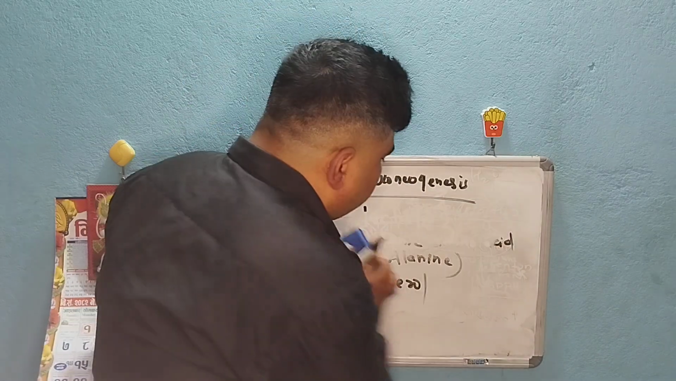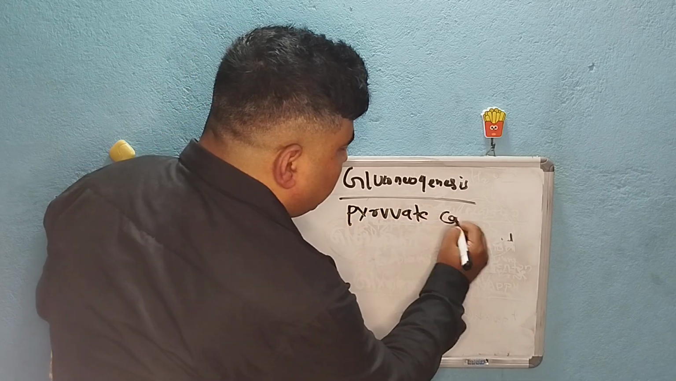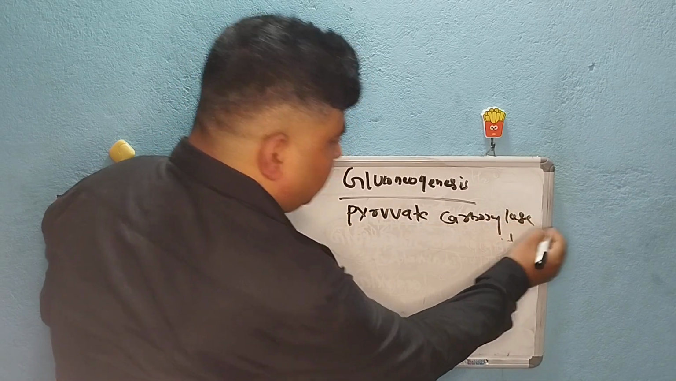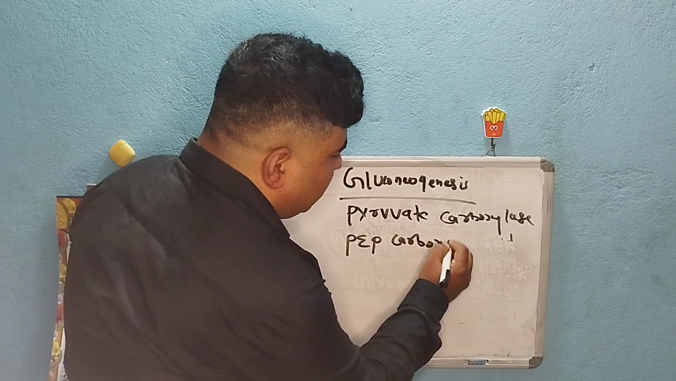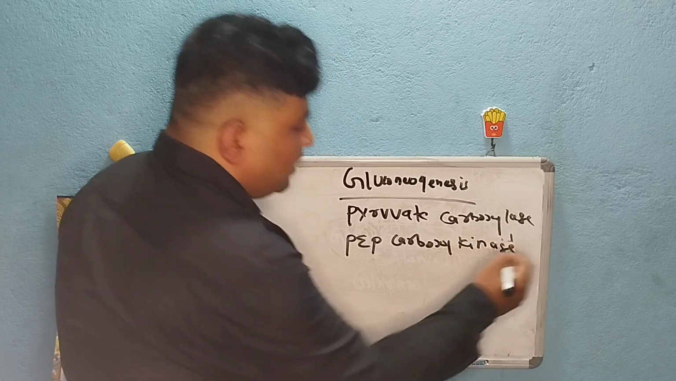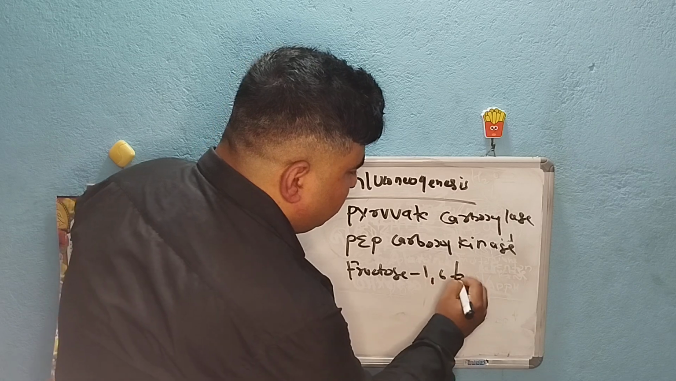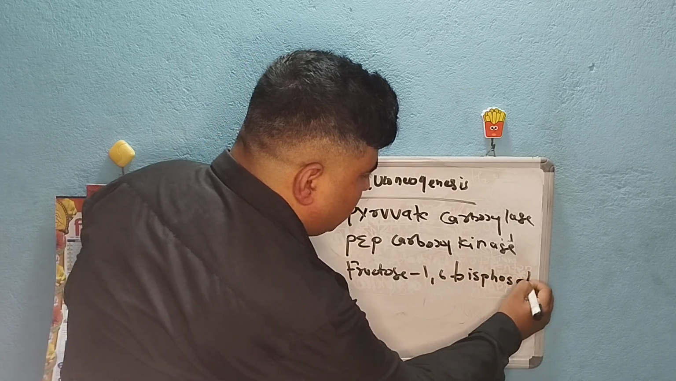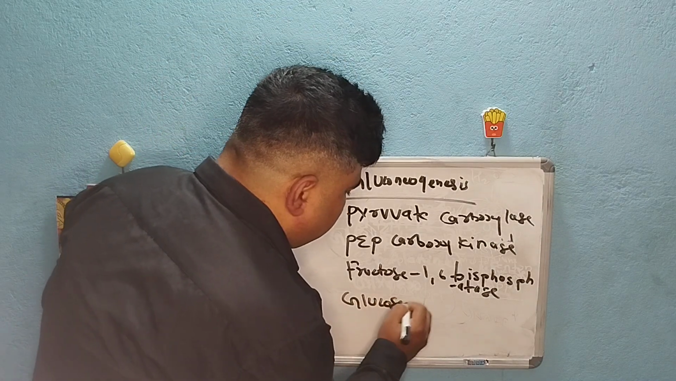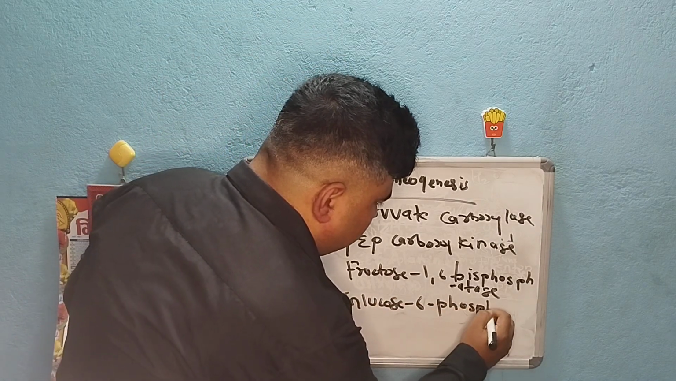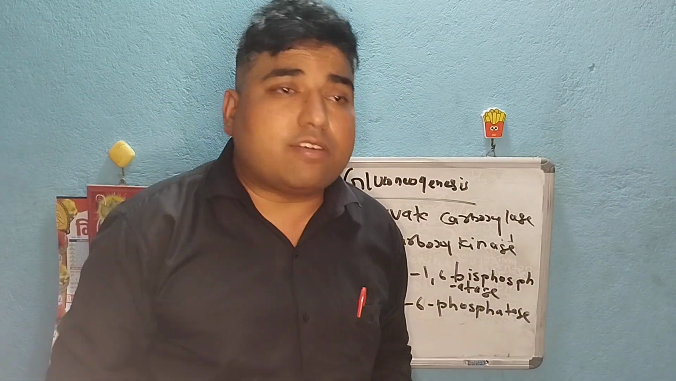The names of those enzymes are pyruvate carboxylase, phosphoenolpyruvate carboxykinase, fructose 1,6-bisphosphatase and glucose 6-phosphatase. These enzymes are different from glycolysis.